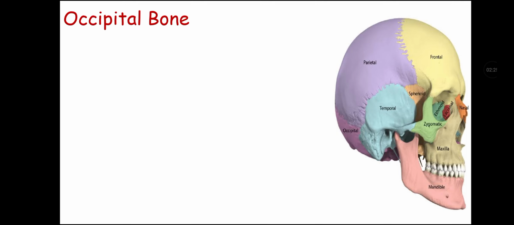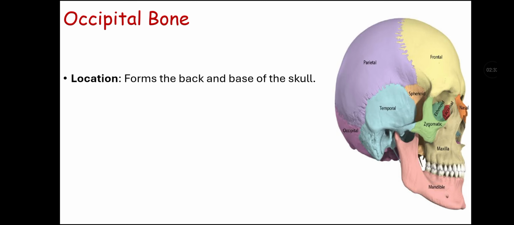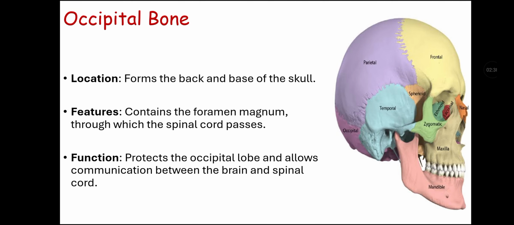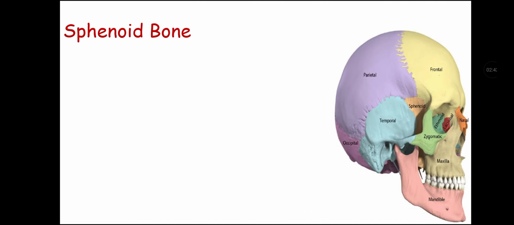Next is occipital bone. As you can see here in the diagram, pink color bone behind the parietal and temporal bone is occipital bone. It forms the base and back of skull. It contains the foramen magnum through which spinal cord passes. It protects the occipital lobe and allows communication between the brain and spinal cord.